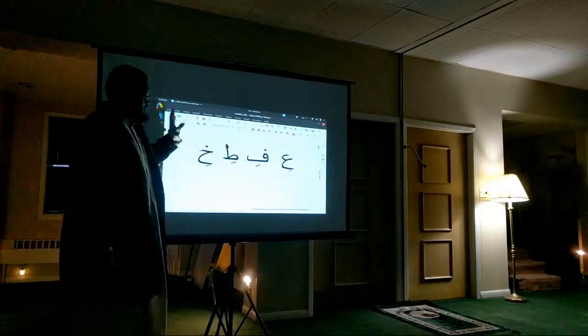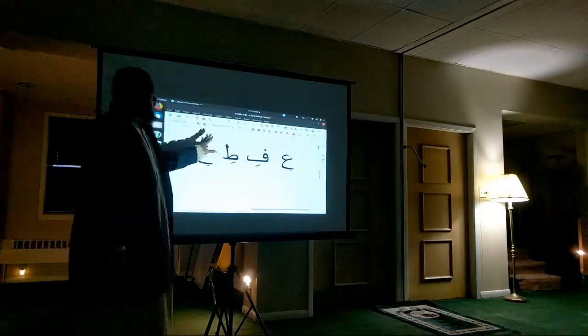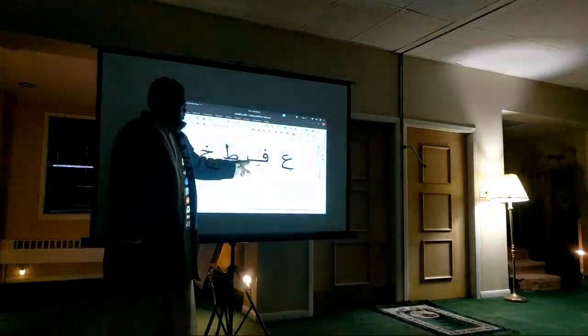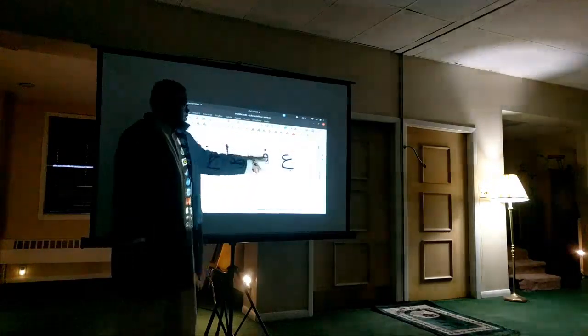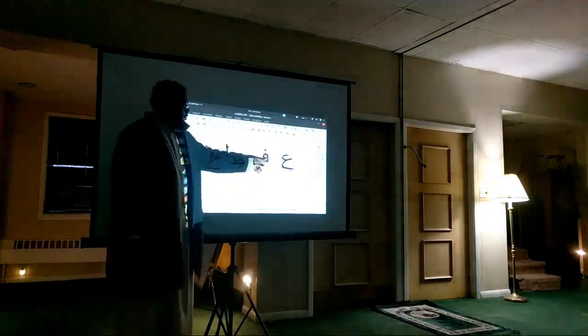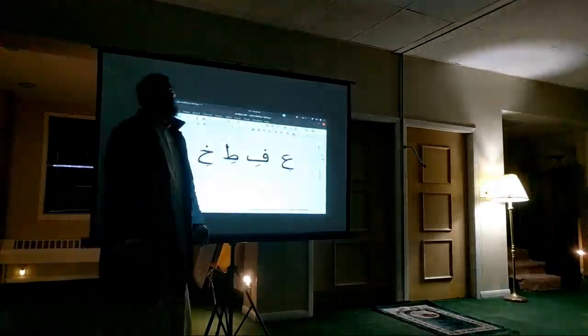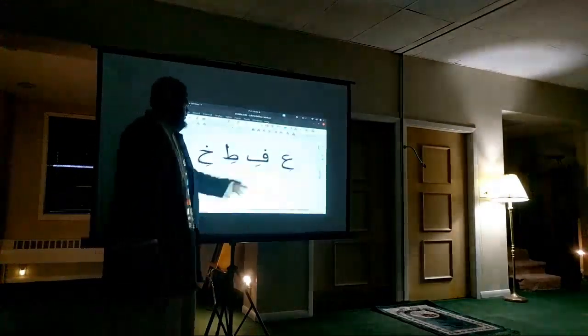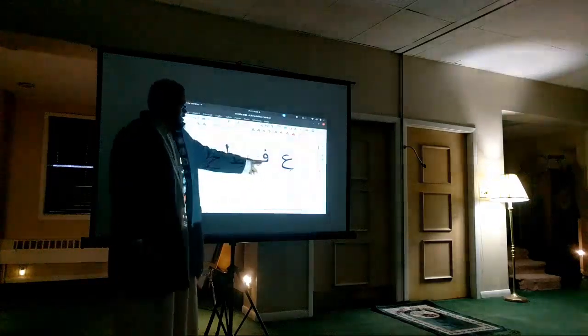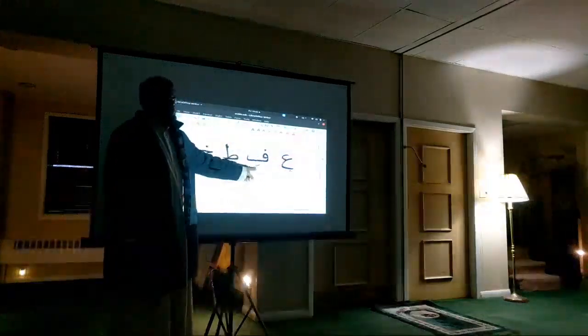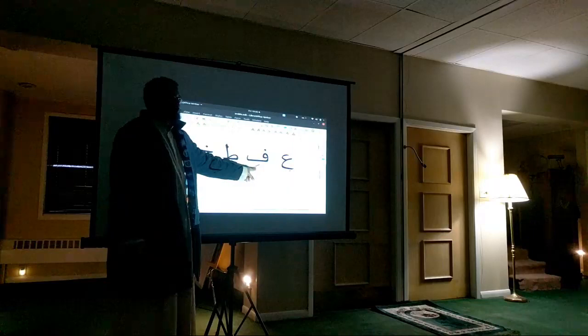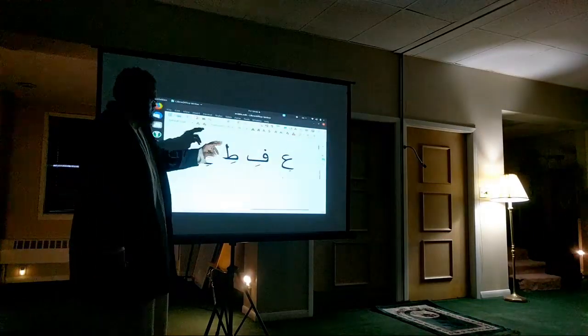So let's take a look at some of these letters now. This letter right here, with the one dot on top and the circle like that. What is that called? Fa. That's right. So we have a fa with a kasra underneath it. What sound does that make? Fi. All right.